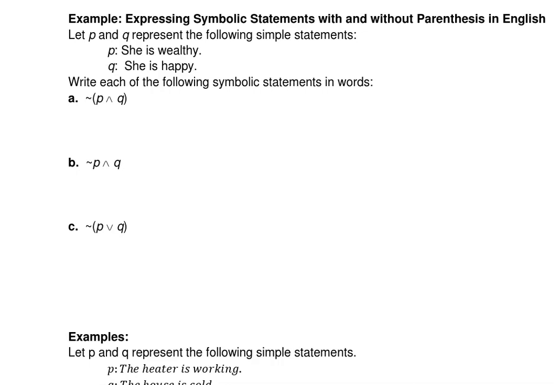Okay, so let's look at some examples. Let P and Q represent the following simple statements. The statement P is, she is wealthy. The statement Q is, she is happy. Write each of the following symbolic statements in words.